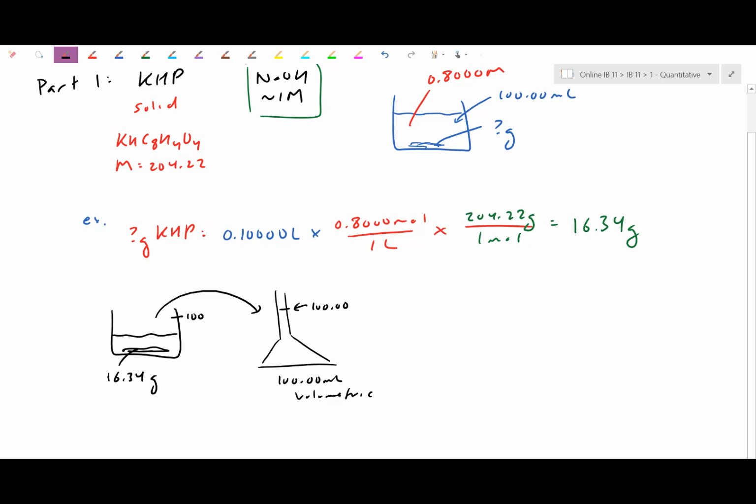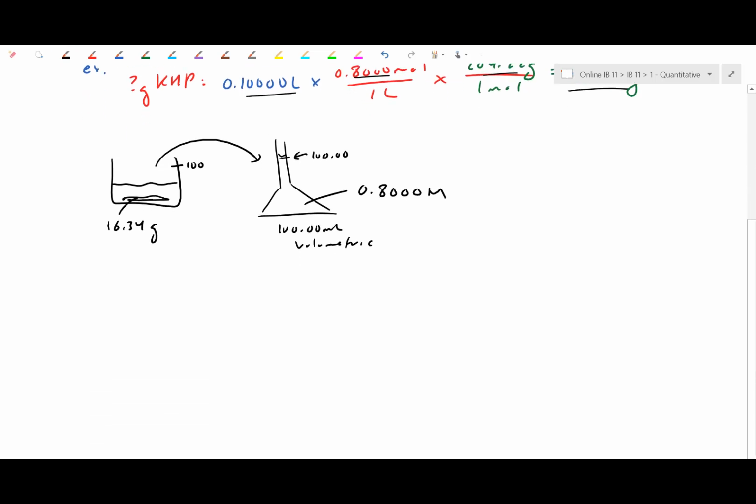So assuming I weighed out exactly 60.34, if I managed to dissolve all of it first in a beaker, transferred all those rinsings, added water so that the bottom of the meniscus was exactly at the 100, I now know the concentration of KHP should be exactly 0.800. Looking at your sig figs here, we have 4 sig figs, 5 sig figs, 5, and 4. So 4 is the least precise one. I know this concentration really well.